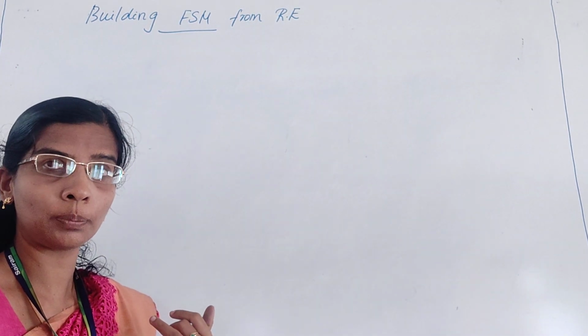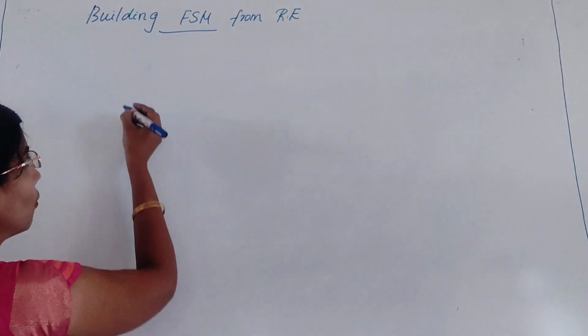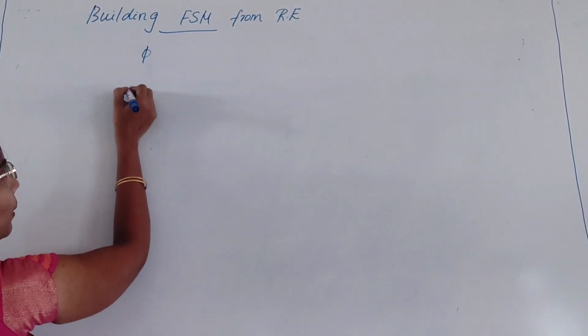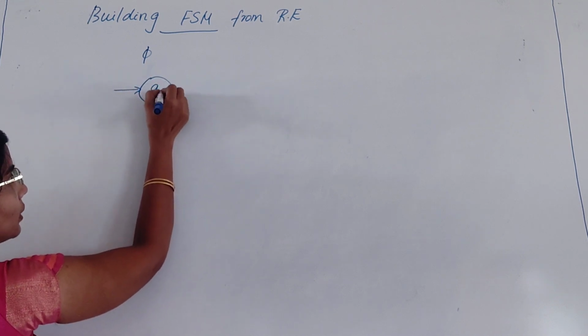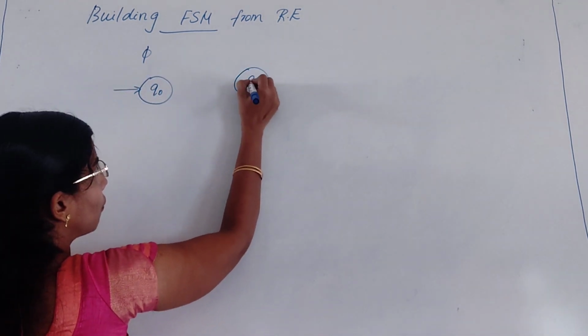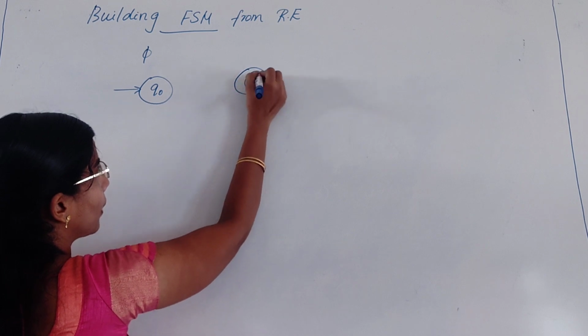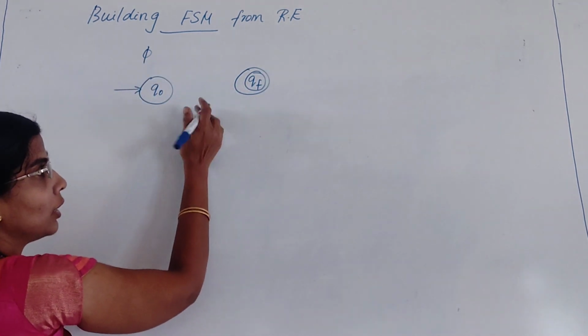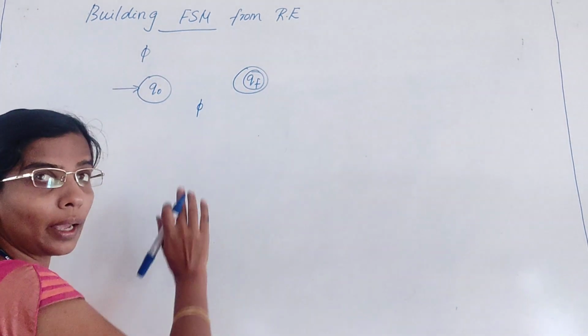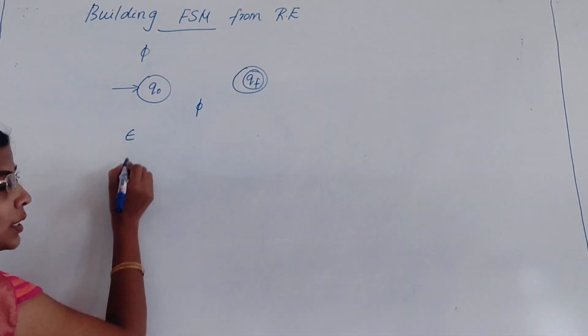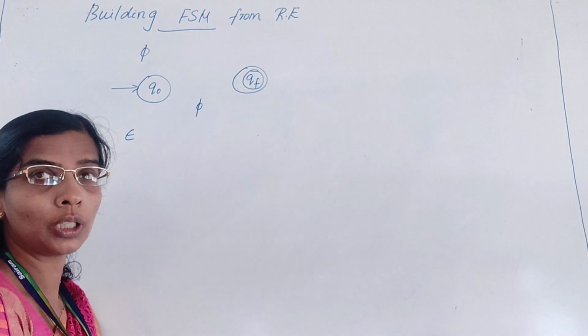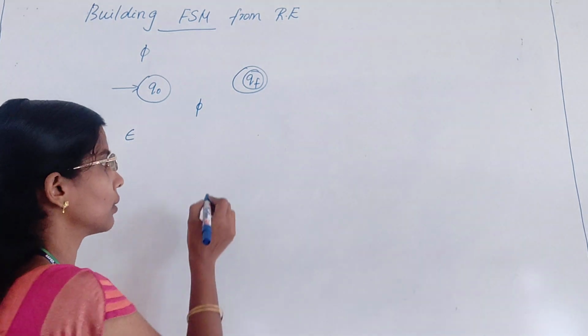Phi is the regular expression for empty language. So I have a start state. I have a final state. Right? And epsilon is also a regular expression, for the empty string.